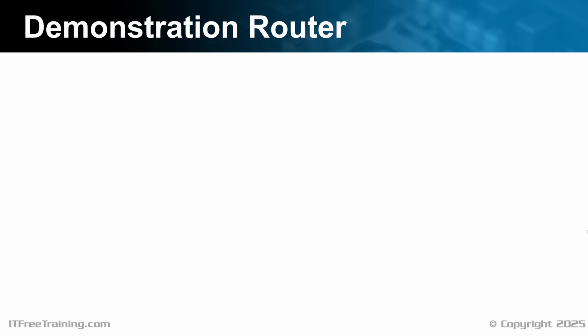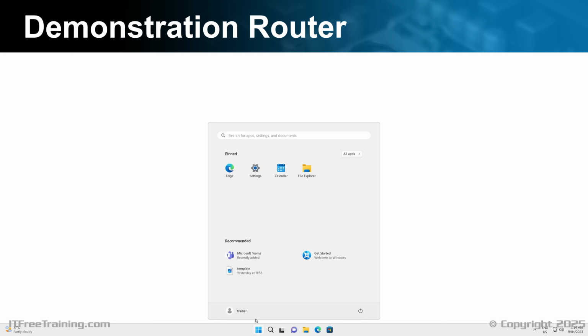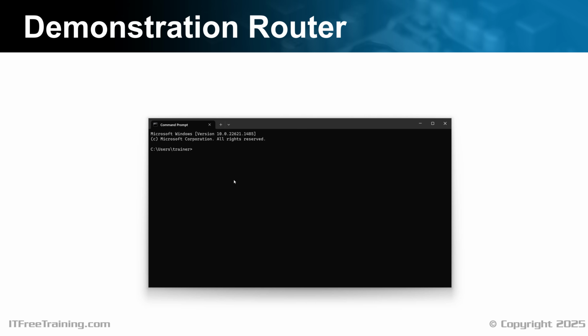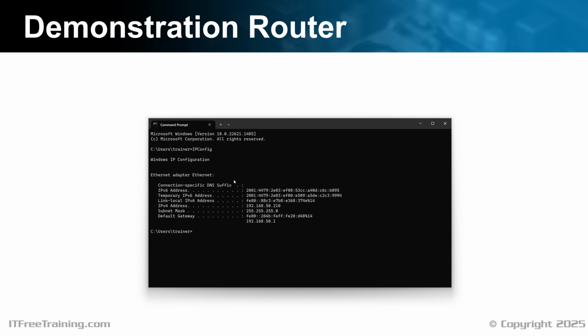In this demonstration, I will connect to a home router to have a look at how DHCP is set up. To start with, I need to get the IP address of the router. To do this, I will open the Start menu and open a command prompt. I will next run the command ipconfig. The information that I am interested in is the default gateway address. This is the IP address of my home router.